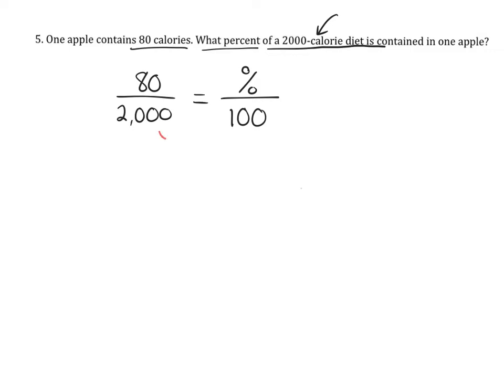So I can think, how do I get from 2,000 to 100? Well, we divide that by 20. So I can also divide 80 by 20, which will give me 4%. Okay, if you're getting 40%, think about that. 2,000 calories, what's half of 2,000 calories? 1,000. 80 is not even close to being half, so it can't be 40%.